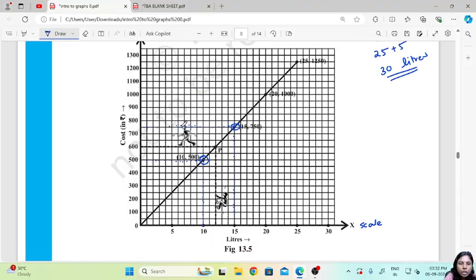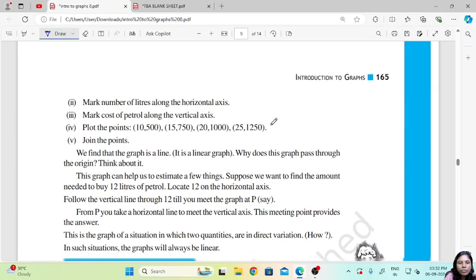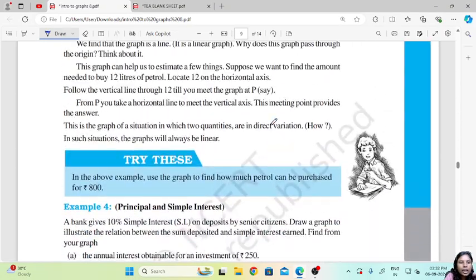Then further you have to just join all the points. That is what we do basically in a line graph. That is the same we have to continue to do here. Now this is the graph of a situation in which two quantities are in direct variation.